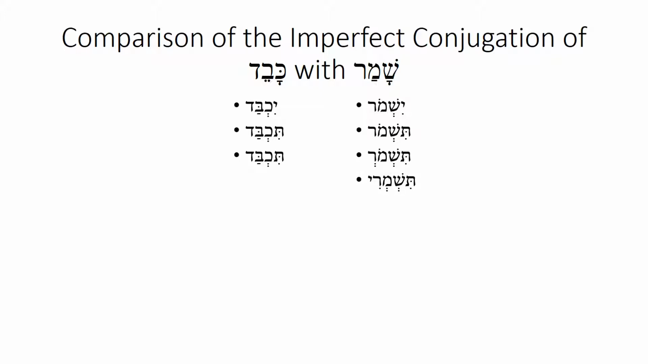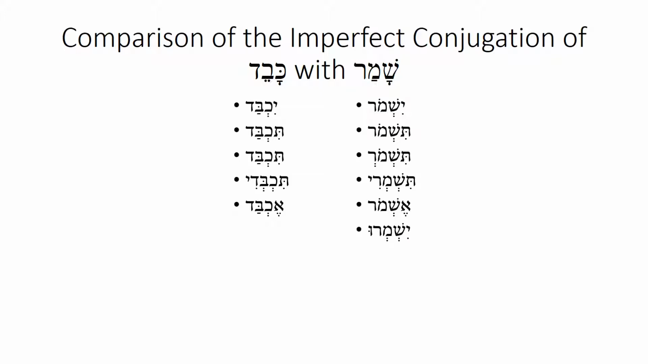We don't see it here in the second person feminine singular, tishmari and tikbedi, but we do see it here in the first person common singular. Shamer goes to eshmor, but kaved goes to ekbad. And again, we have this patha as the second stem vowel.